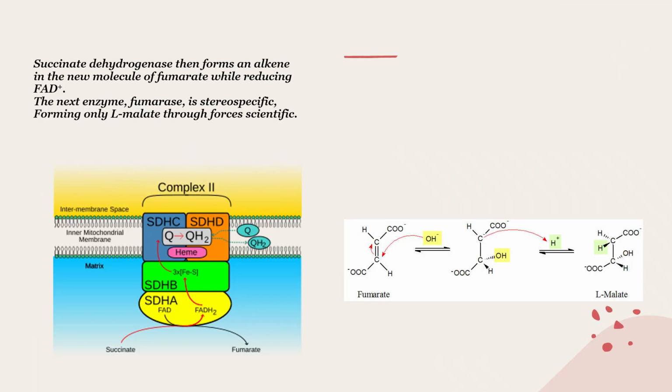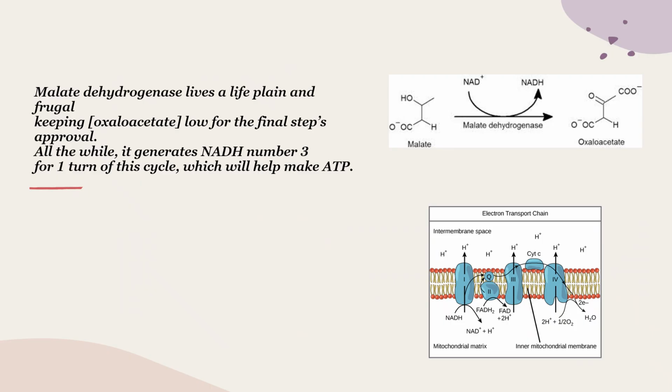Succinate dehydrogenase then forms an alkene in the new molecule of fumarate while reducing FAD. The next enzyme, fumarase, is stereospecific, forming only L-malate through forces scientific. Malate dehydrogenase lives a life plain and frugal, keeping oxaloacetate concentrations low for the final step's approval.